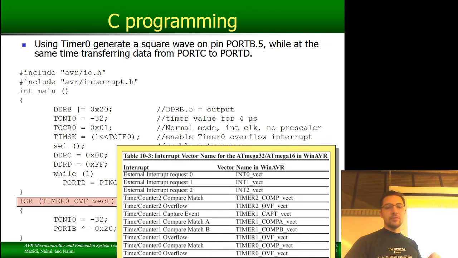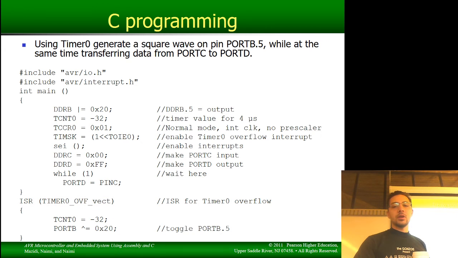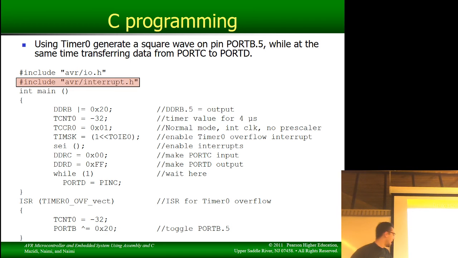So we must have a name. There are names for each of these, and it's pretty obvious what the names are. Compare is the compare vector. OVF is the overflow vector, and so forth. That's 2 things. Third thing, none of this magic sauce will work unless you include avr/interrupt.h. That's what contains all the secret sauce and allows you to use the ISR macro.